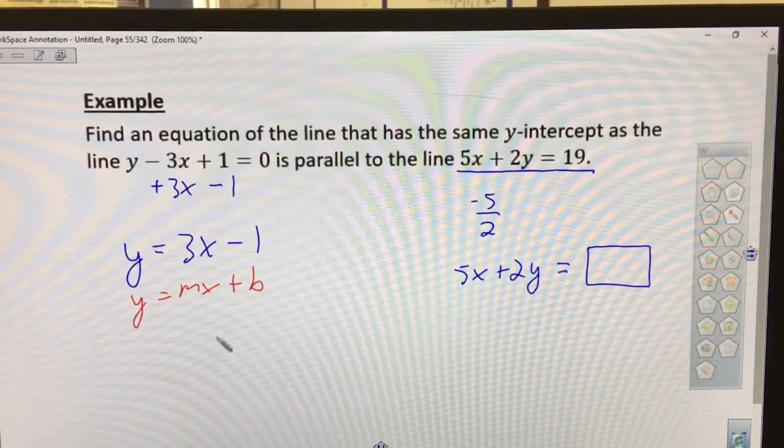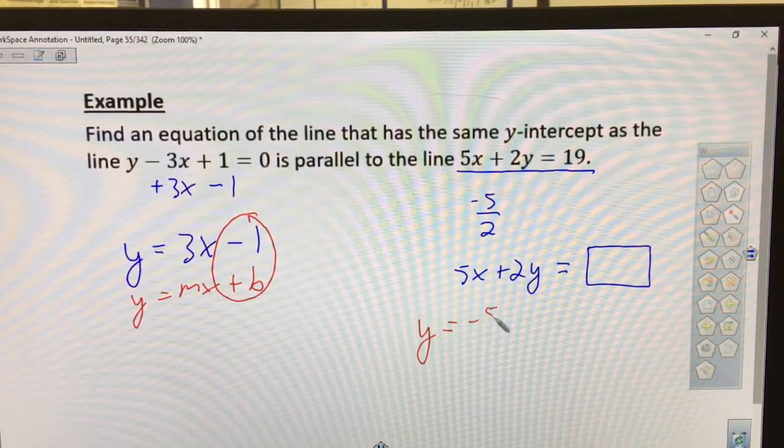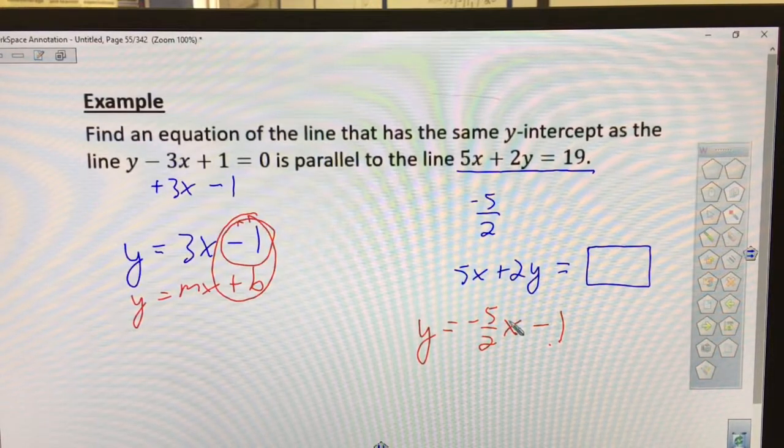So once I rewrote that in y equals mx plus b format, I have my y-intercept is negative 1. So I can just go ahead and do the slope as y equals negative 5 halves x minus 1. I got that minus 1 from over there.